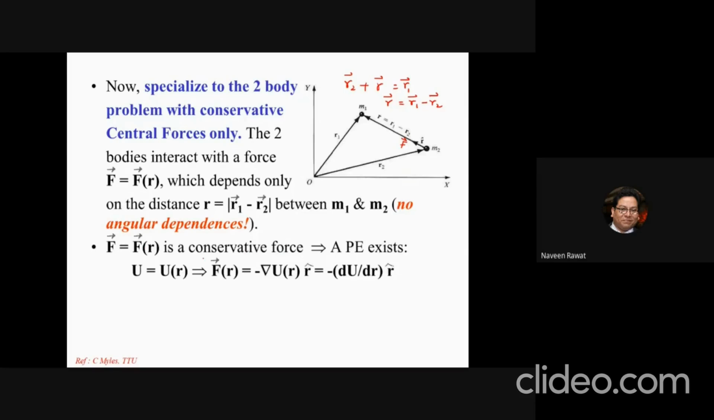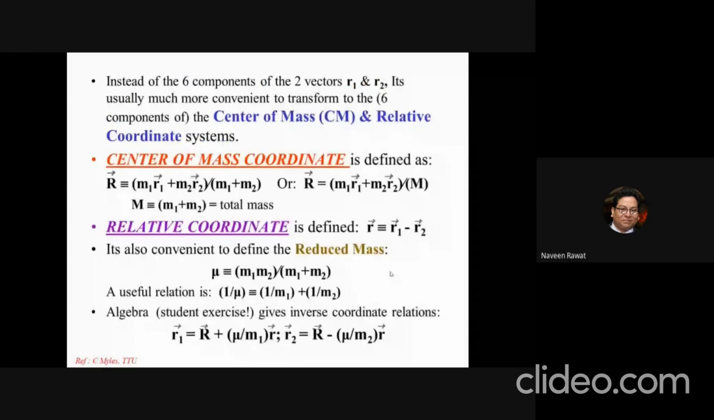It's a conservative force, so then we can talk about potential energy. The force will be minus dU by dr, r cap. Additionally, now what we are going to do is reduce it to a one body problem. Instead of just looking at the two masses and the position vectors, we are going to use the center of mass coordinate system. Now if you remember from our unit 2, the center of mass position was defined as m1 r1 plus m2 r2 divided by the total mass. So this was the formula of how we can define a center of mass position.